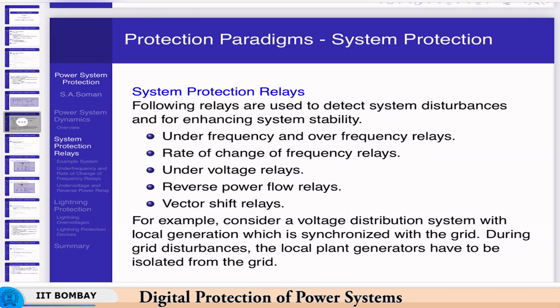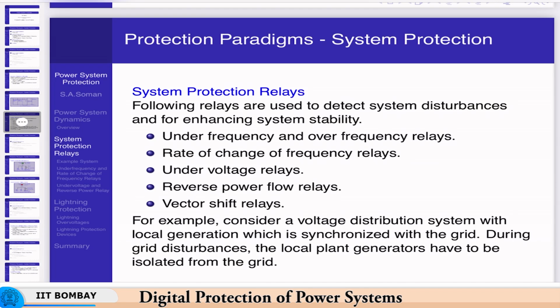Again, it may so happen that though there is a fault and the system may head towards instability, the load generation balance may not be very different, or the PM and PE may not be very different. So the differences could be minor and the change in frequency could be at a very, very slow rate, but you still want to avoid that. So that could be checked by using under voltage relays or reverse power relays.